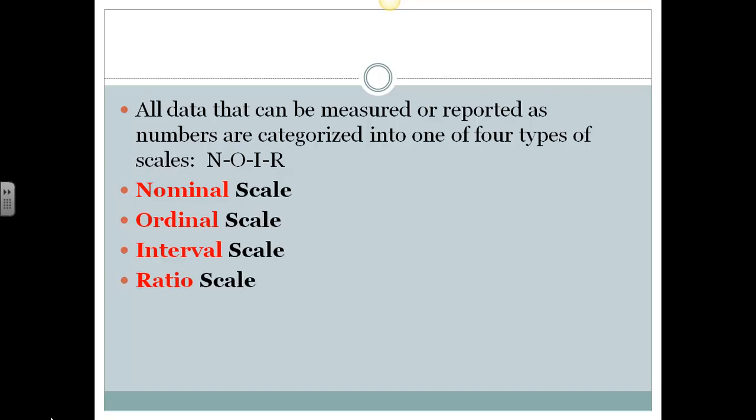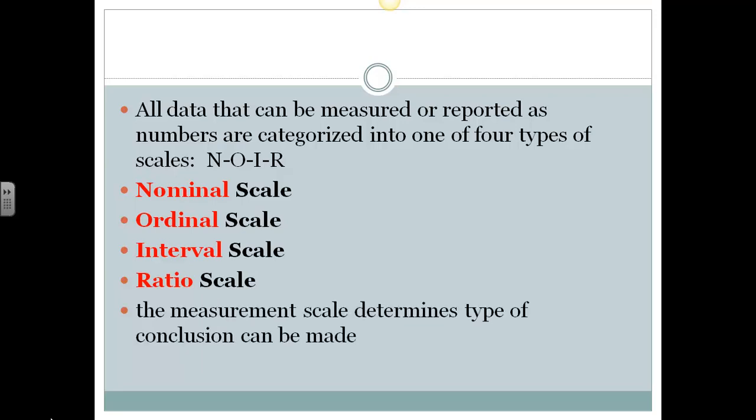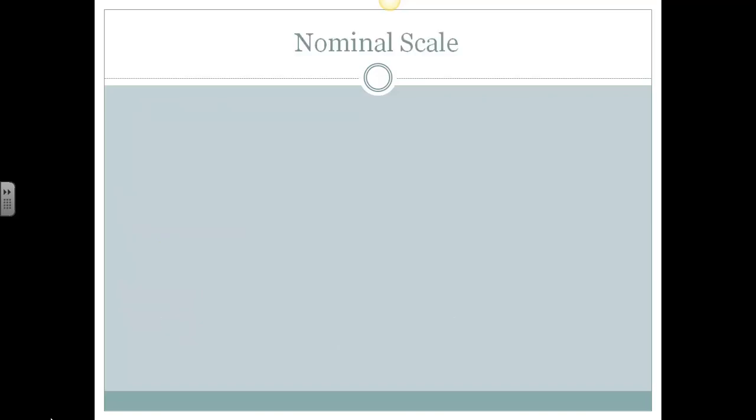These are all represented by numbers, but the numbers don't mean the same thing in each scale. So let's take a look at each of these scales separately, and we'll be able to figure out what kind of conclusions we can make depending on which scale of numbers we're using.